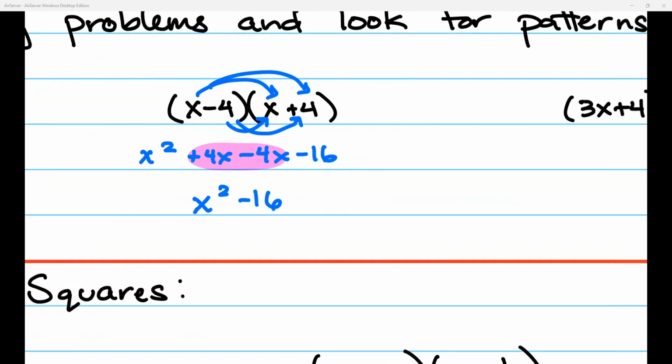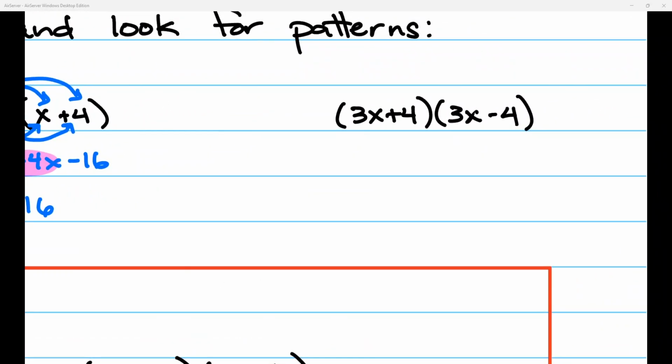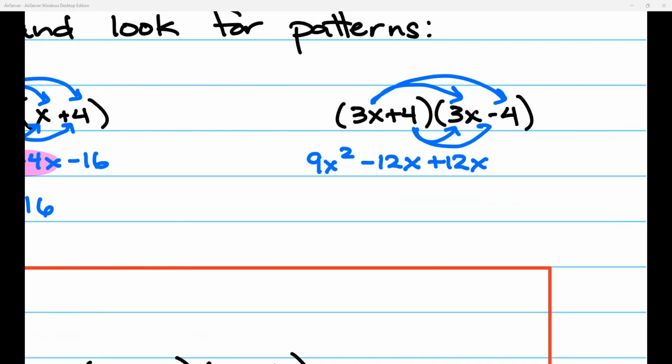Looking at the last one. I got a 3x times a 3x, that's going to be a 9x squared. A 3x times a negative 4, that's going to be a negative 12x. 4 times 3x, that's a positive 12x. 4 times negative 4, that's a negative 16. I combine like terms in the middle. I end up with a 9x squared minus a 16.